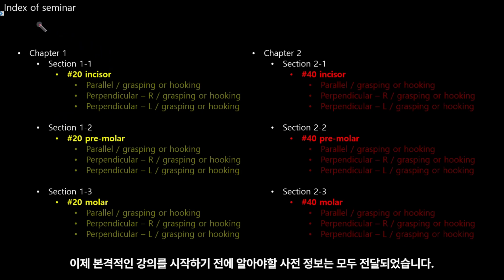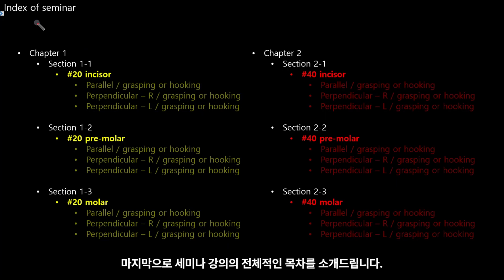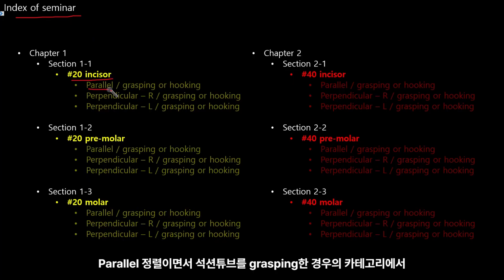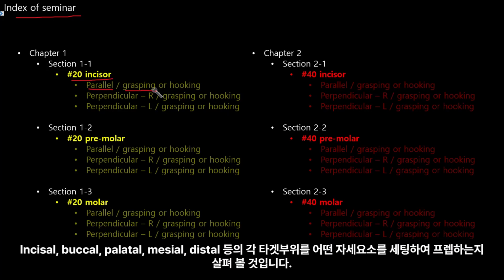Now, all the preliminary information you need to know before we begin the main lecture has been delivered. Finally, I'll present the seminar's overall table of contents. We'll start with the 20 series anterior teeth. In the category of parallel alignment while grasping the suction tube, we will examine how to set up each postural element to prep each target area, such as the incisal, buccal, palatal, mesial, and distal.